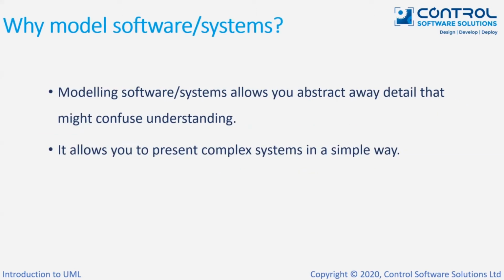So why do we want to model the system or the software? It allows us to abstract away all the detail that might confuse our understanding. And we can present complex systems in quite a simple way. So you become very familiar with the type of diagrams that are in UML and what they mean, and you can show quite complex things very easily.